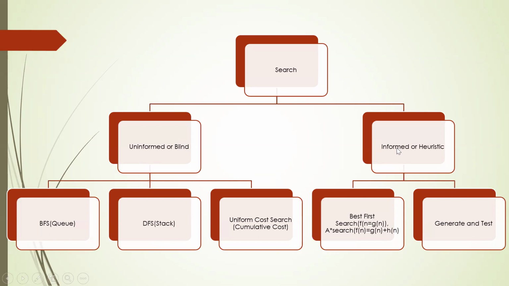Informed search, here we are providing some additional information. That additional information is based on previous experience and knowledge about the problem. That additionally provided information is called a heuristic. So the informed search is otherwise called a heuristic search. Under uninformed search, these are the classifications: breadth first search, depth first search, uniform cost search. Under informed search, we are going to discuss best first search, the extended version of best first search, that is A star search, and generate and test.